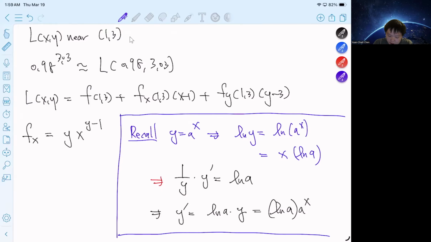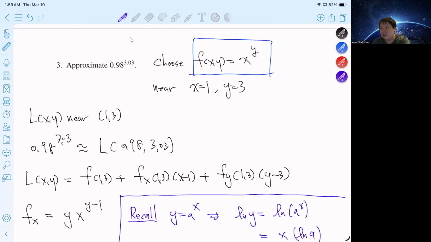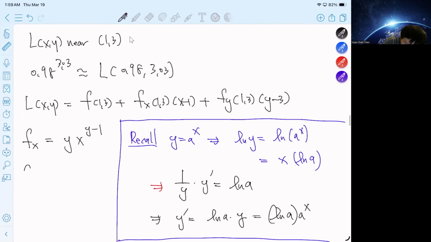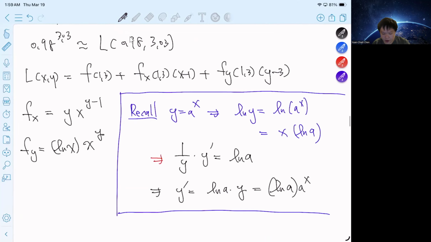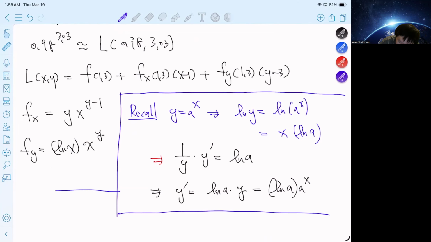Okay. So if we have x to the power y, x is our a now. a is a number. So f_y, we use the exact same formula, will be log x times x to the power y. That's it. In this case, our a is x, which is a constant. Okay, so this is my f_x and f_y.